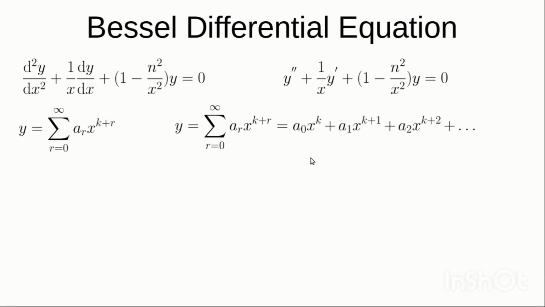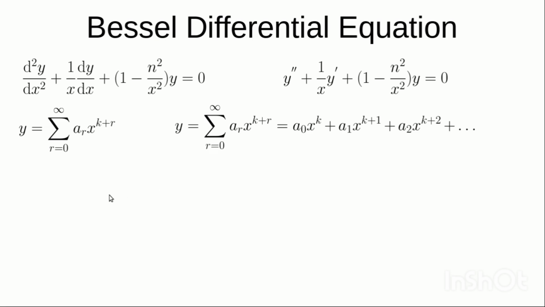Now, to determine this expression, it's important for us to know that we can substitute this expression back into the original equation. And since we know that our y is this expression, we also need our y prime, which is differentiating this expression with respect to x once. Then we also have y prime prime, which is differentiating this expression with respect to x twice.